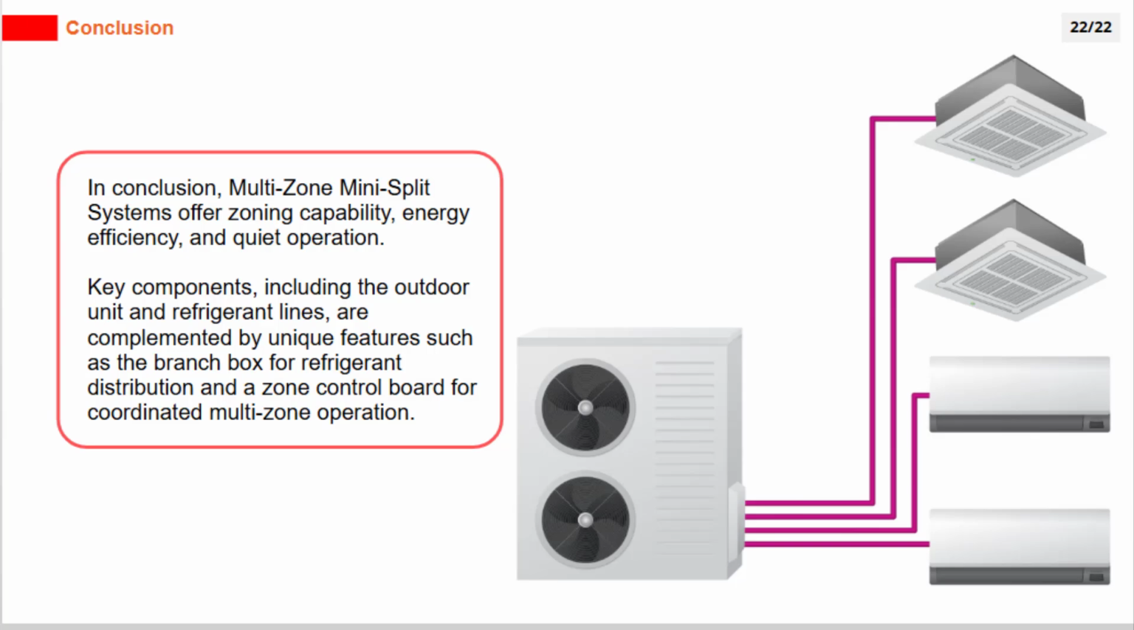In conclusion, multi-zone mini-split systems offer zoning capability, energy efficiency, and quiet operation. Key components, including the outdoor unit and refrigerant lines, are complemented by unique features such as the branch box for refrigerant distribution and a zone control board for coordinated multi-zone operation.